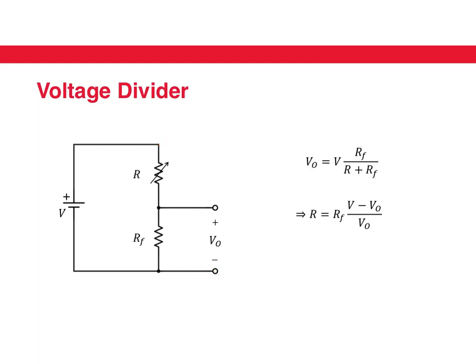Okay, what is the output voltage going to be? It's a fairly basic thing. The output is given by this equation. And therefore we can see that the voltage output is a function of the variable resistor, and therefore the change in resistance is going to be converted into a change in voltage.